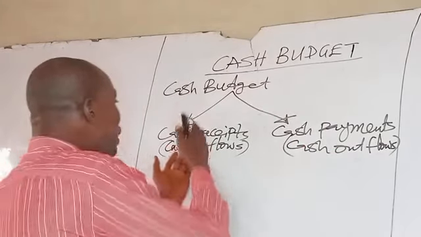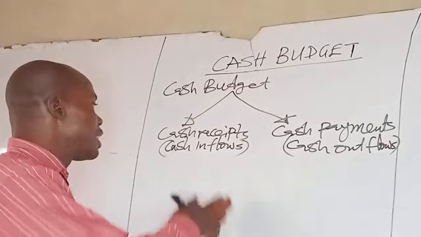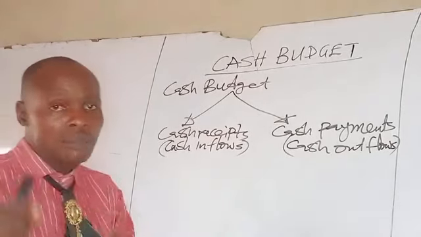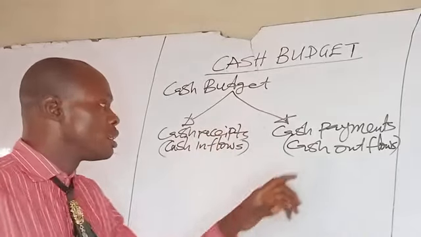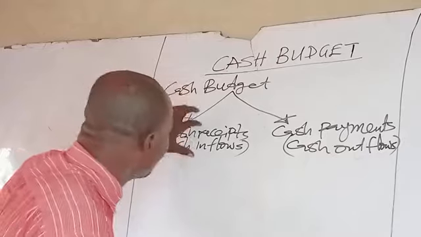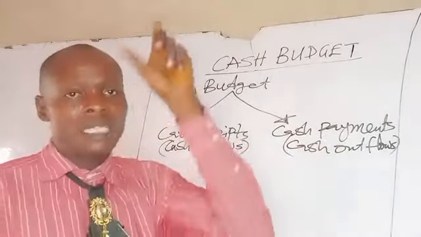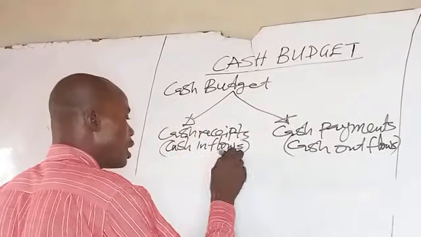The essence of cash budget is to ascertain the cash balance at the end of the period, or the cash balance over the budgeted period. So cash budget shows the summary of the cash receipts and cash payments over the budgeted period.